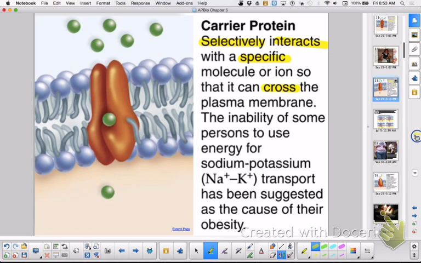Okay, so carrier proteins, what do you need to fill in your notes there? Selectively interact with a specific molecule. Now, the most common one that you talk about is the sodium-potassium pump. Now, let me tell you why it's called a pump. It's called a pump because it's a form of active transport.